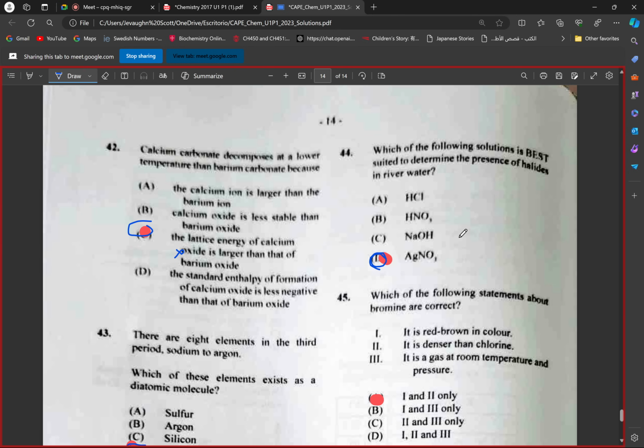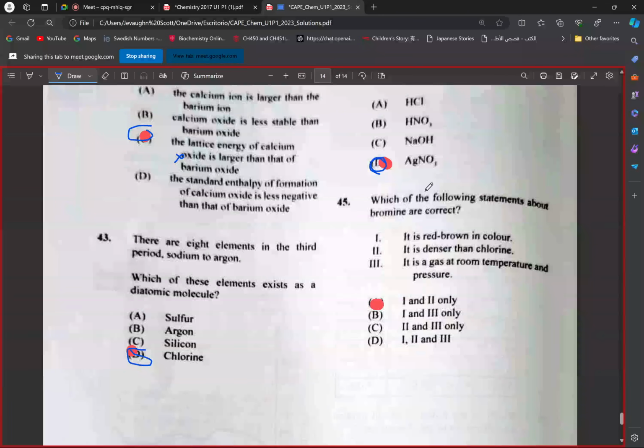We know when the nitrate reacts with the halide, it's going to give a specific color, a precipitate. You're going to have a white precipitate, then a cream precipitate, then a yellowish precipitate, as you go down the group there.